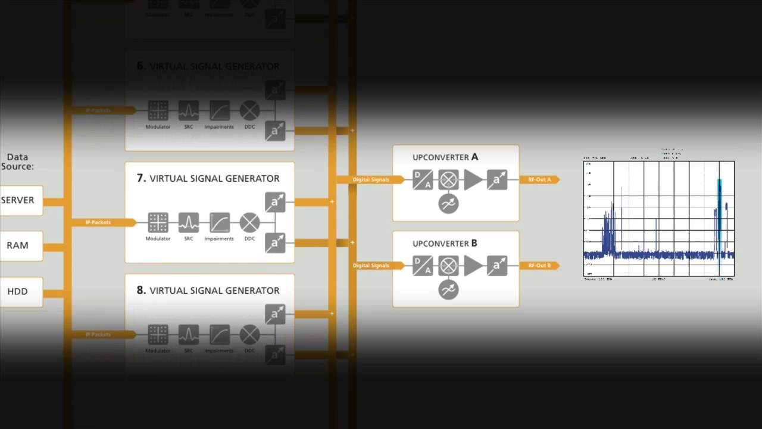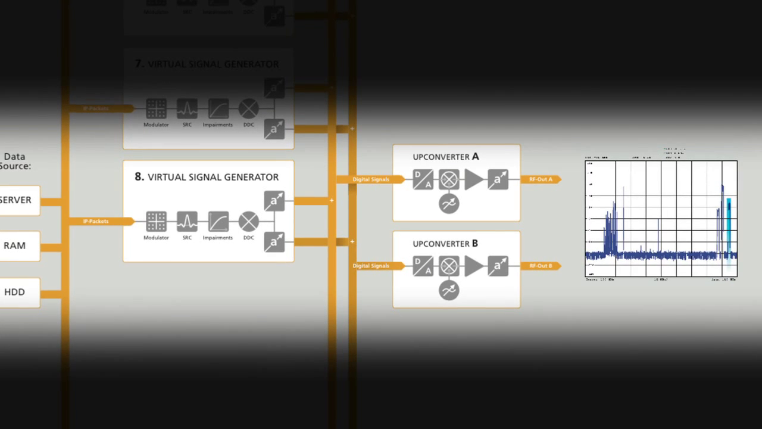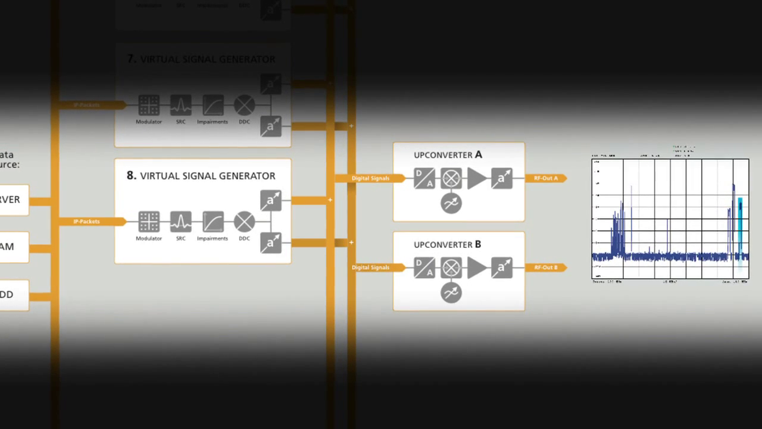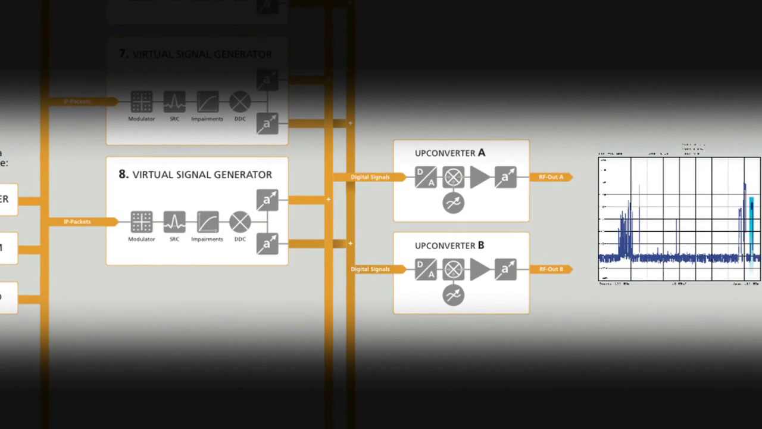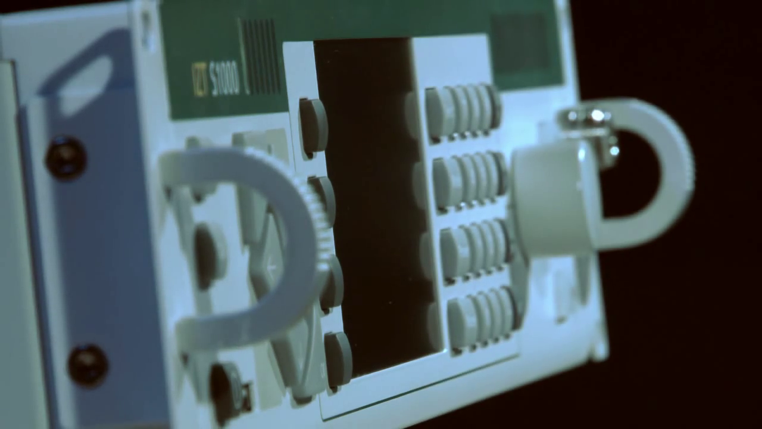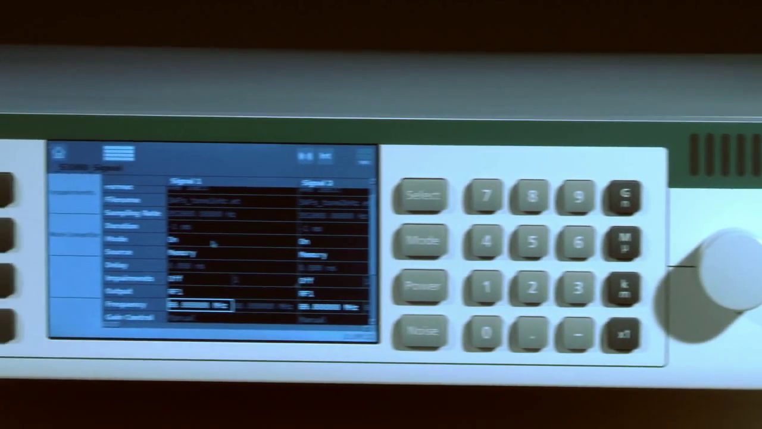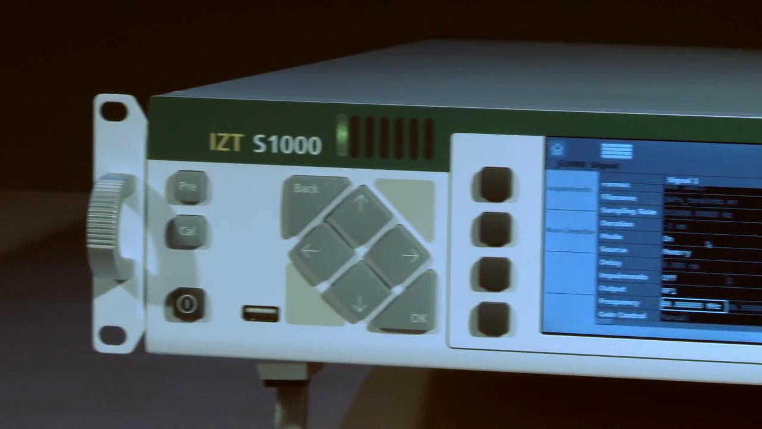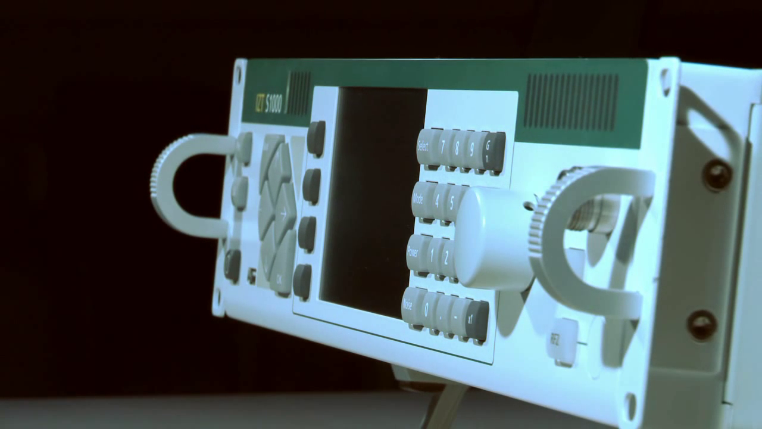Each of the RF outputs has a noise source, so that the user can easily determine the signal-to-noise ratio as well as the noise floor. Especially when it comes to testing receivers which support more than one standard, the IZT S1000 can reveal its true strengths.